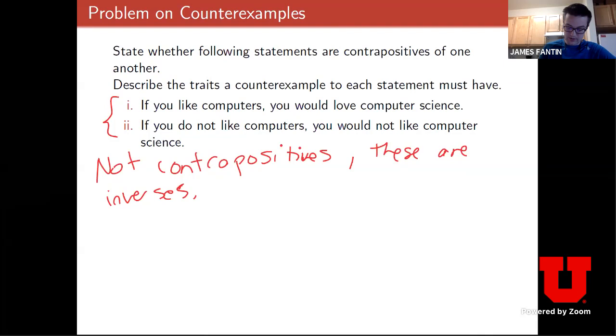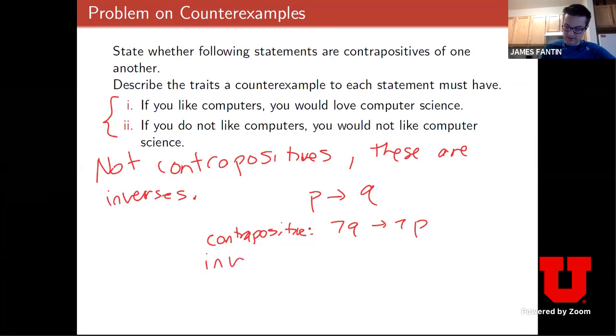This was just one we wanted to clear up. We've seen on some of the homework where there might have been some confusion about inverses and contrapositives. Want to make sure that these two statements are inverses, right? If we have P implies Q, the contrapositive would be not Q implies not P, and the inverse is not P implies not Q.